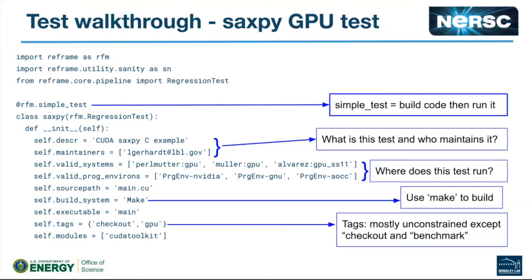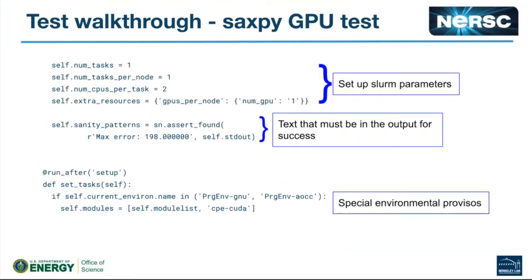And then we have tags. That's how we keep track of what the test is for. And so the tags are mostly unconstrained. You can use whatever tags you want. The only two that are controlled are the checkout and benchmark tests, because those have specific requirements. And then you can also load modules during the test. So this test is using the GPU, so it needs to load the CUDA toolkit module. So let's go to the next screen, please.